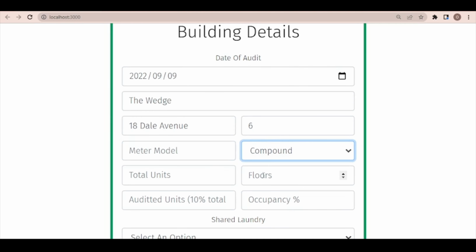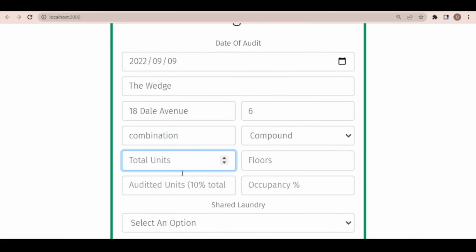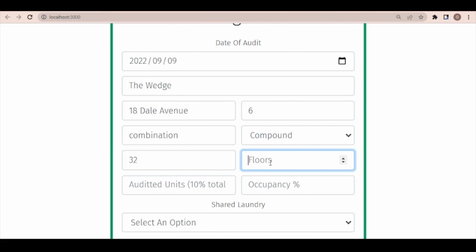If your property has a compound meter, you can fill out the input with a value of combination or simply leave it blank. For this example case, the property has a total of 32 units and has 4 stories. It's recommended that you enter in 10% of the total units to be the number of units that you're going to audit, but you can just put in the total units that you do audit.